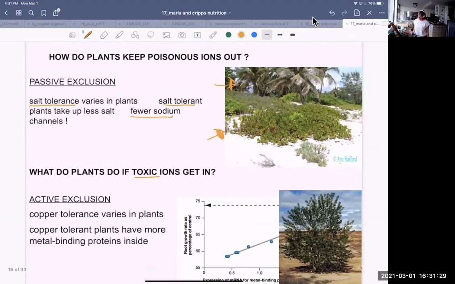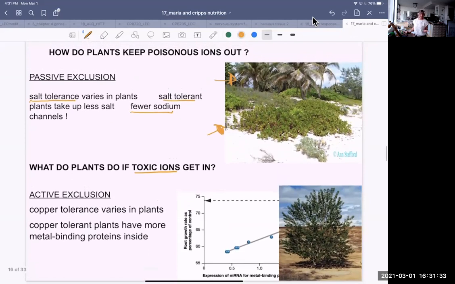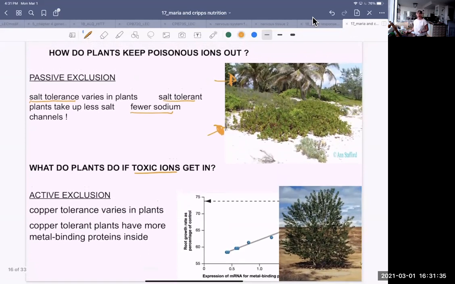What do plants do if toxic ions get in? So we use plants for that purpose, called bioremediation. Like in Stanley Park, for example, they've got a whole area of swampy plants, and their whole purpose in life, well, their purpose for us in life is to absorb some toxins that come from the causeway, the Stanley Park Causeway. So they do take up toxins.